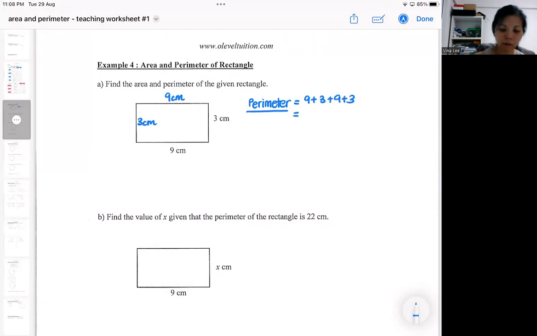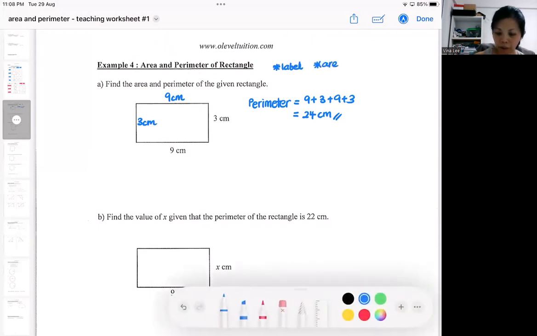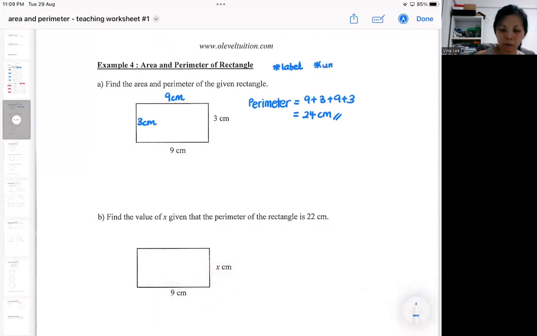At the end of it, you remember to give units. So 9 plus 3 is 12, 12 plus 12 is 24. So it's 24. Don't leave it like this. Make sure you write the correct units. So label and units. Label your working, which means label whether you are doing it for perimeter or for area. Label and units are the two things that you need to take note of.